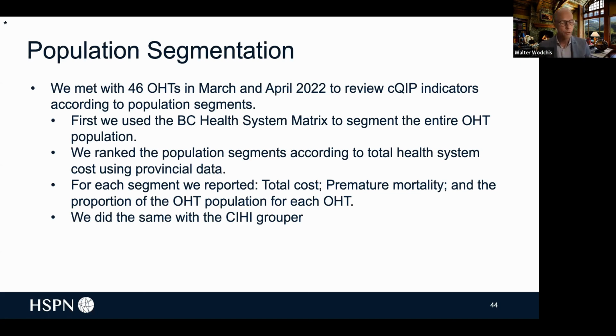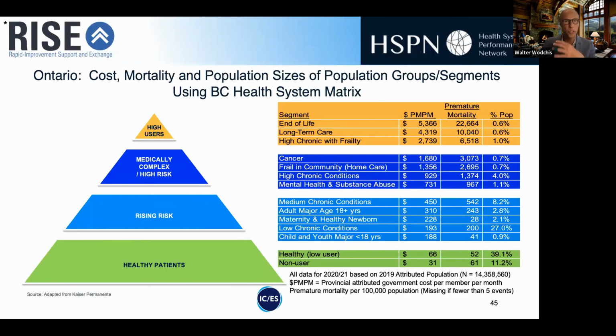And then we also have, there's not only one grouper, so we had other ways of looking at it. One of the ways we went out to 46 OHTs to review CQIP indicators, and we did also share some cost results at the time on the BC Health System Matrix, which is another way of thinking about populations. And so we had said, if we go to a pyramid and a population health approach, think about the entire segments, you have high users, medically complex, that kind of risk tower from Kaiser Permanente.